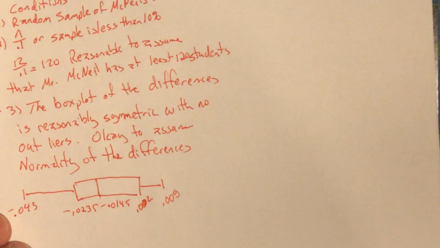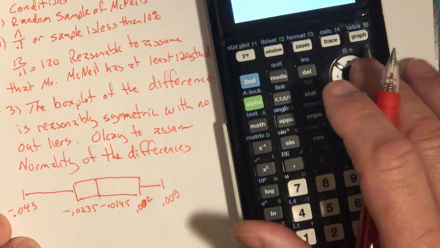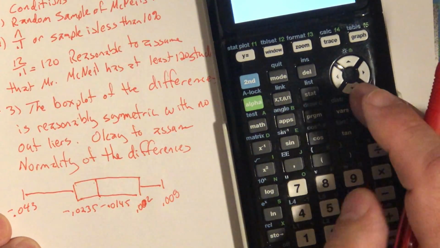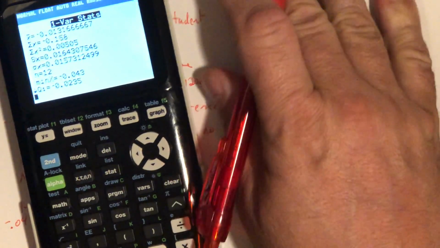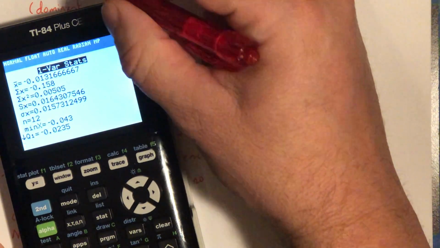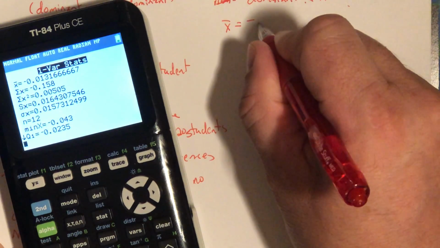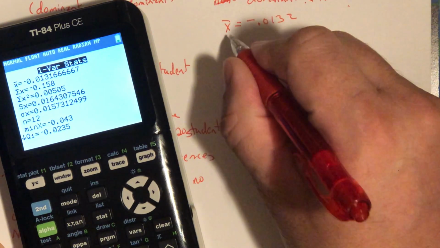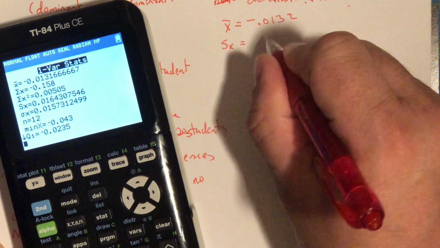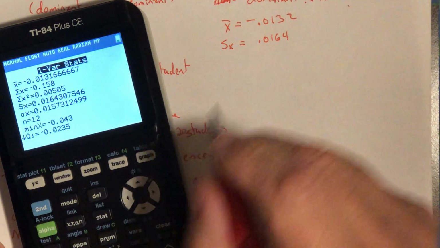All right, so I'm going to go ahead and go to stat and then slide over to calc. If I go to one-variable statistics and use L3, I find that my x bar, my sample average of the differences, is negative 0.0132. I also find that the standard deviation of the sample is 0.0164.